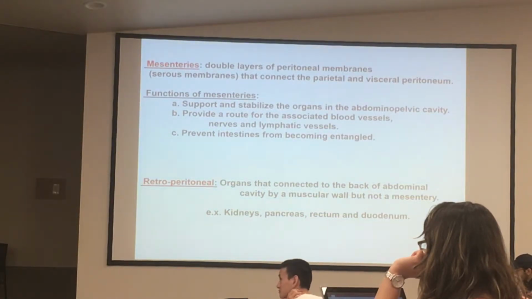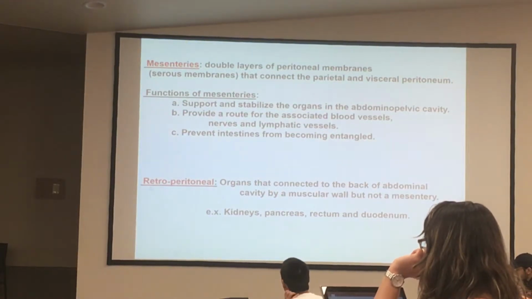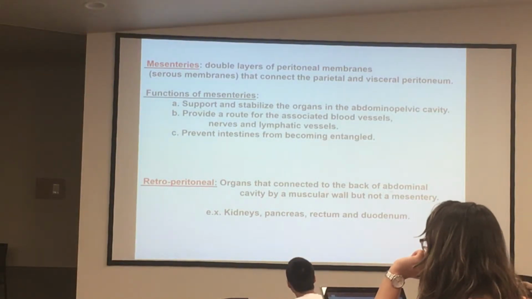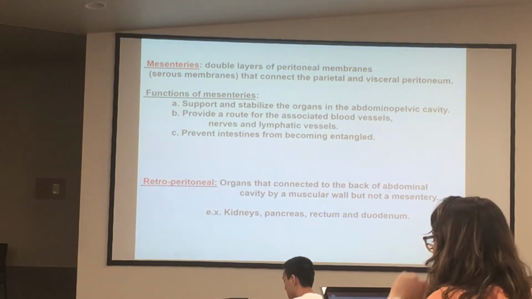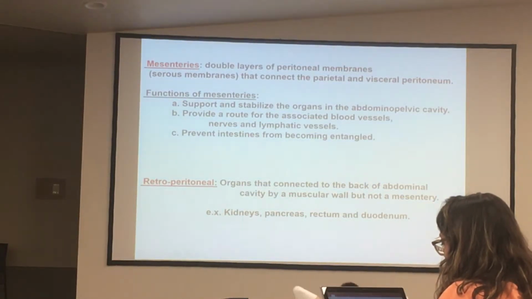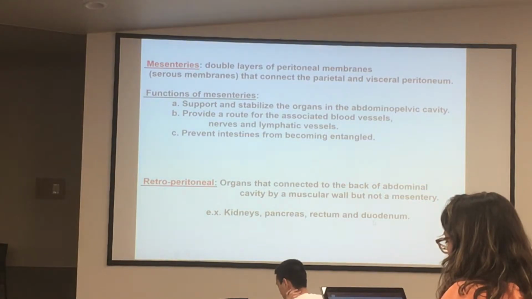This one is one system called mesentery, and the other system called retroperitoneum is not held by this double membrane. It's held by a very strong connective tissue to the back side of the body. Here are the two kidneys, the pancreas, the rectum, the last part of the large intestine, and the duodenum, the first part of the small intestine.